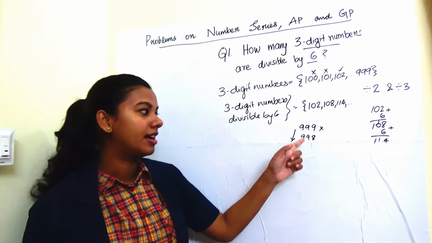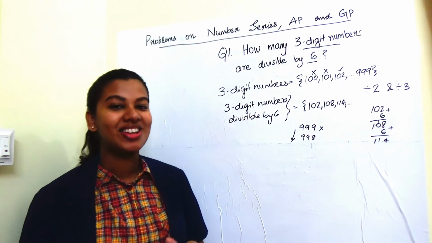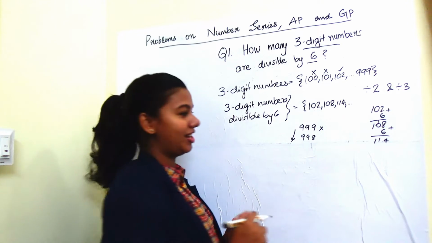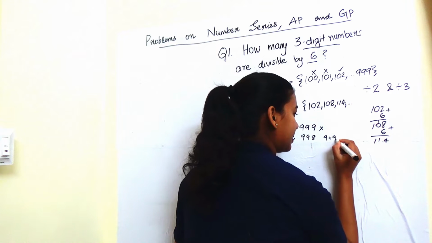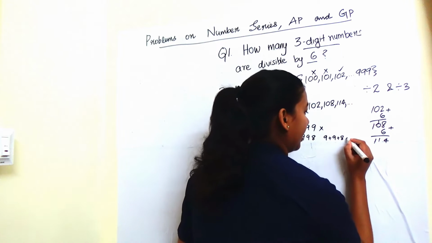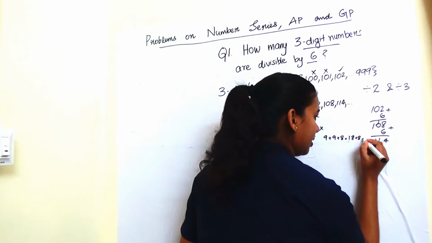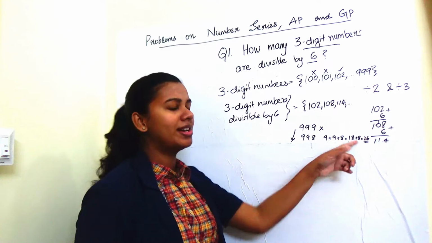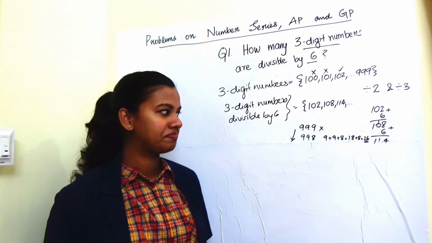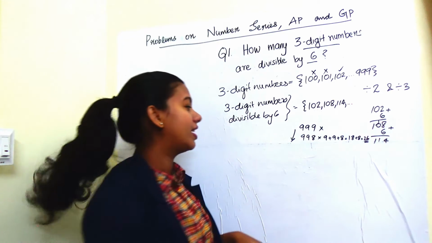998. 998 is an even number, so it is divisible by 2. So let's check if it is divisible by 3. That is 9 plus 9 plus 8, the sum of the digits. It will be 18 plus 8, which is 26. 26 is not divisible by 3, so it is not divisible by 6. Let's go to the next number.